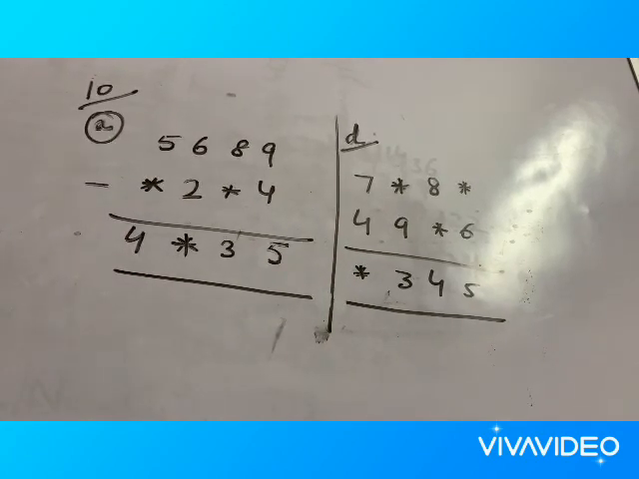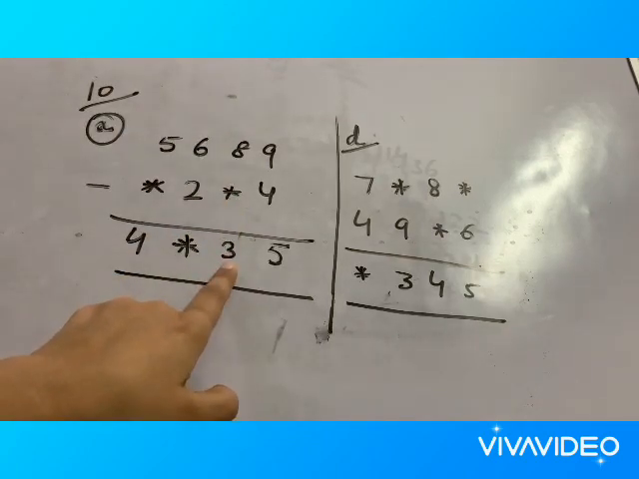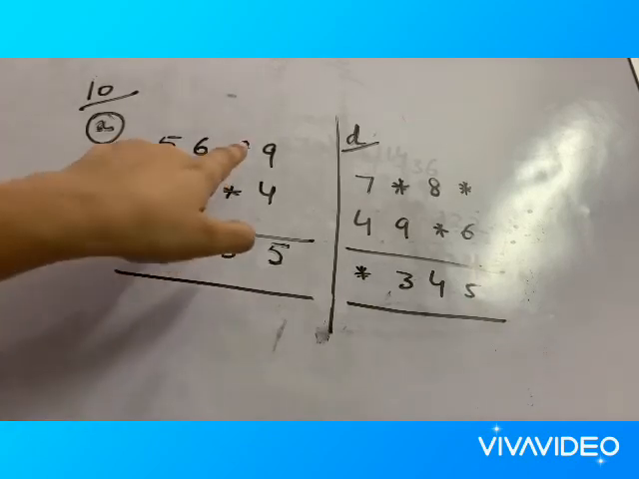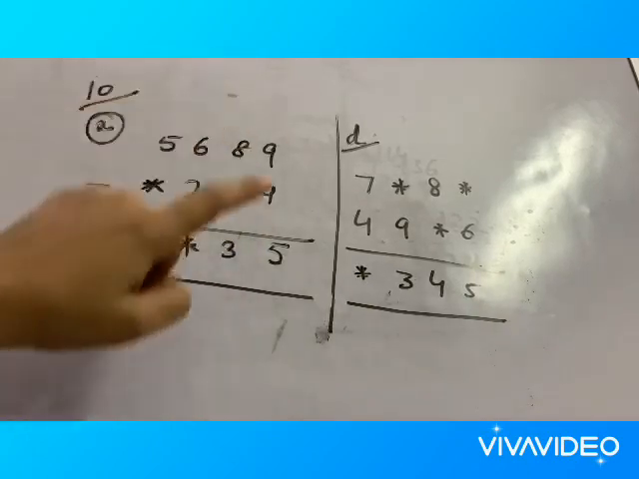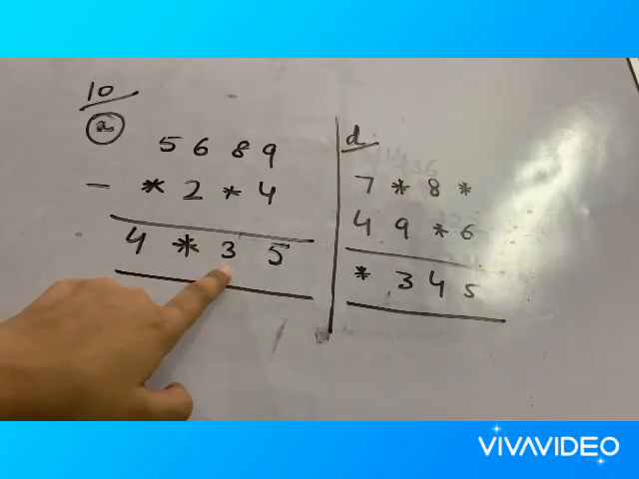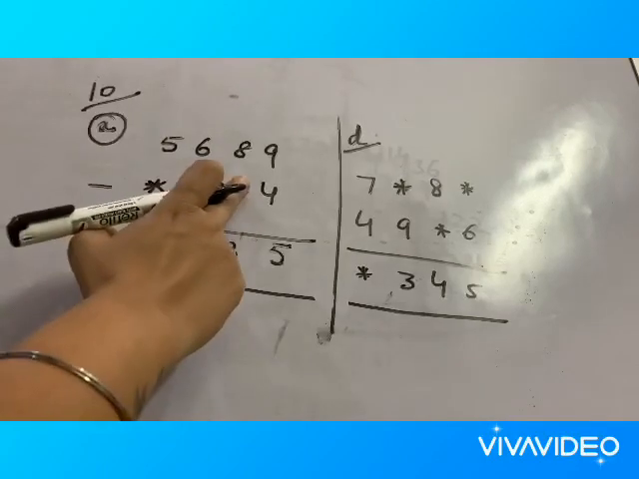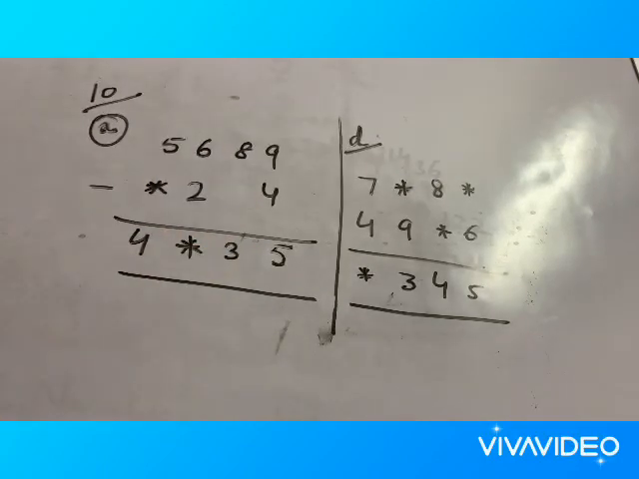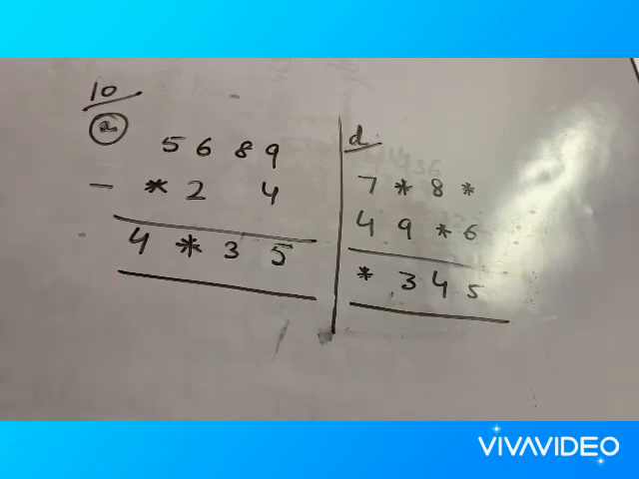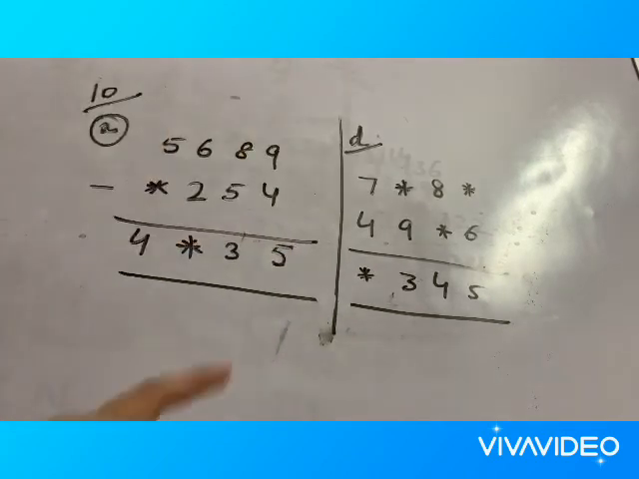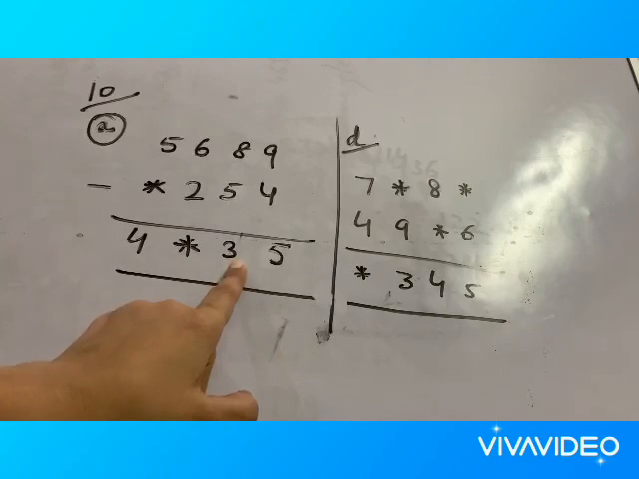Okay, so in the next star, what will come? Here is 3. So what will we deduct from 8? So the answer will be 5. If we deduct 5 from 8, the answer will be 3.